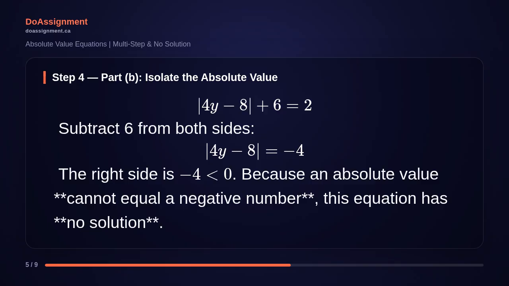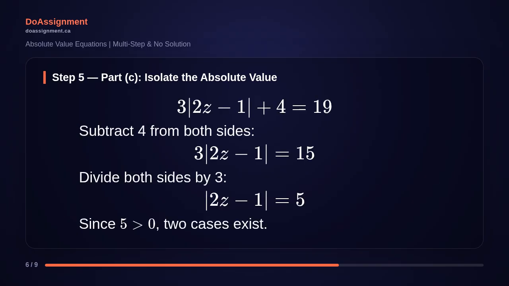For part B, subtract 6 from both sides of the absolute value of 4y minus 8 plus 6 equals 2. This gives the absolute value of 4y minus 8 equals negative 4. Since an absolute value can never be negative, there is no solution.